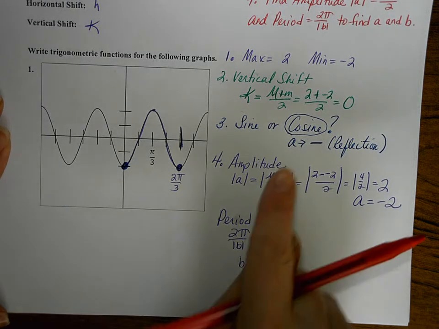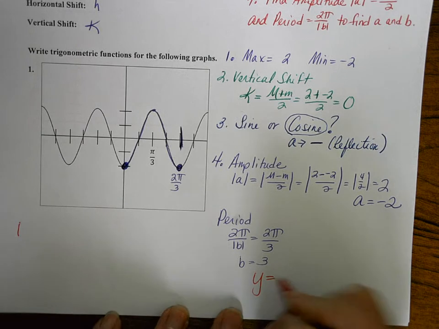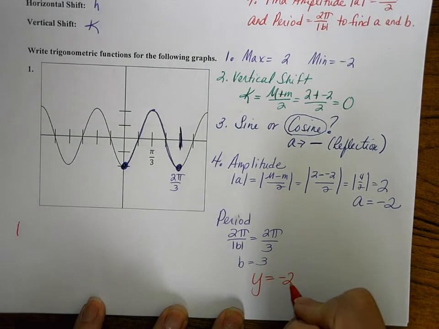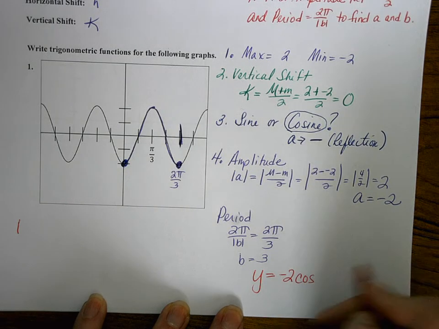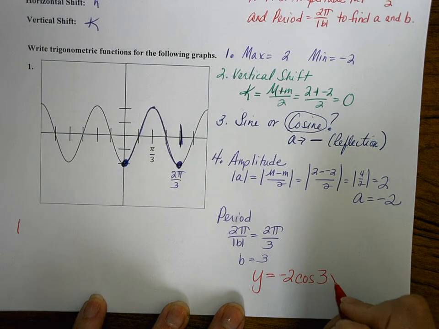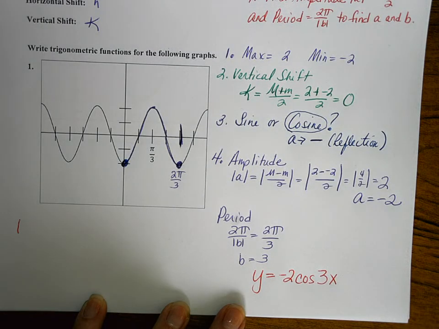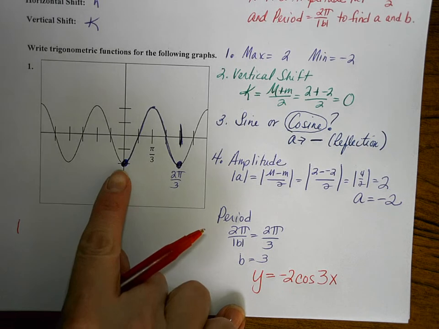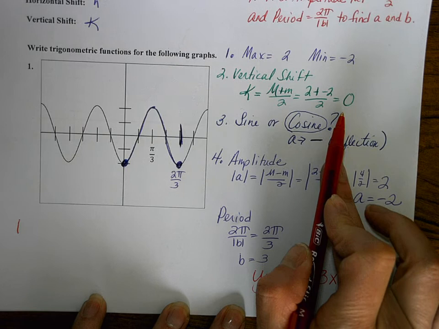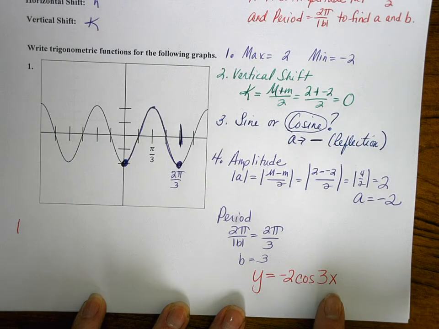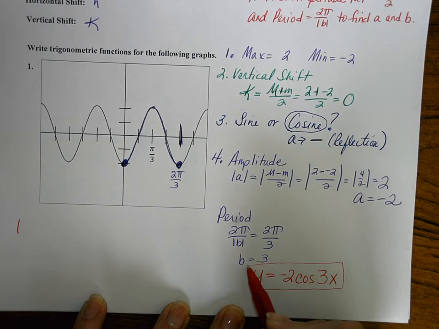Now, the most important reason for this is to be able to write an equation. So, y is equal to my a value of negative 2. We decided that it's most efficient with cosine, so cosine of my b value of 3 times x minus, did I do any shifting left and right? No, I didn't, because my minimum was right on the y-axis. I didn't do any shifting up or down either, so there's no k value. So here is the most efficient way to write that equation.